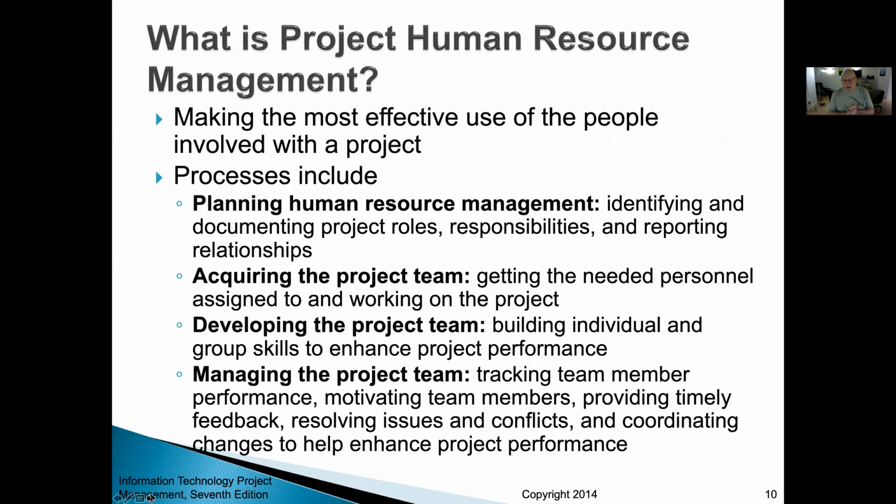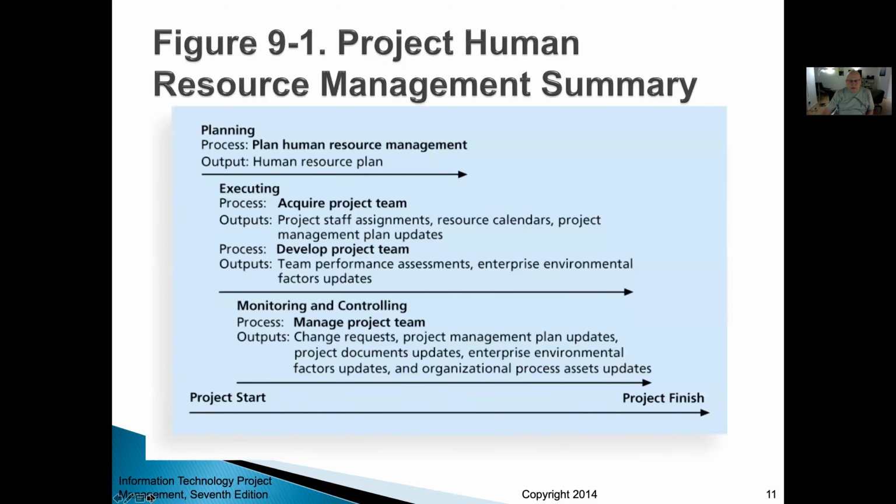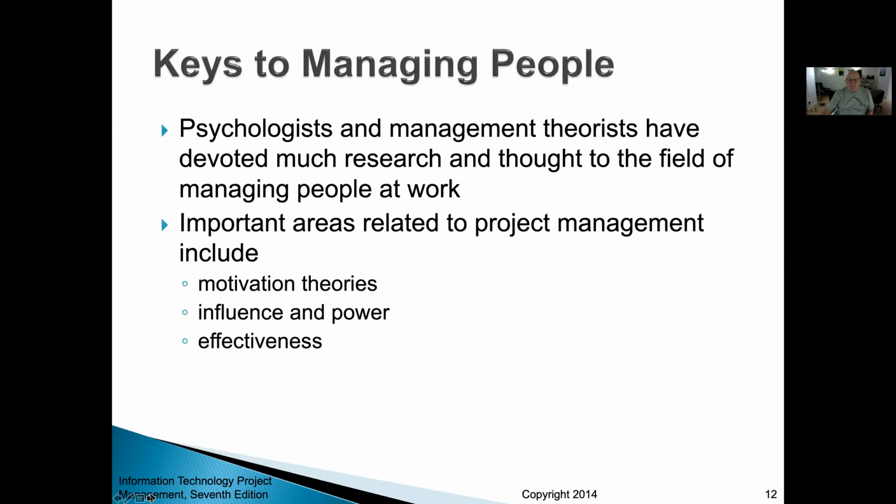So, what is Project Human Resource Management? Making the most effective use of the people involved with the project. Processes include planning human resource management, acquiring the project team, developing the project team, and managing the project team. This is an example of planning, executing, monitoring, and controlling of your resource management. Keys to managing people, well, we're going to skip over this.